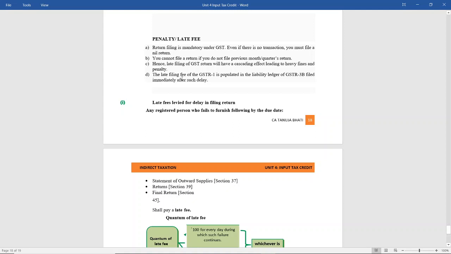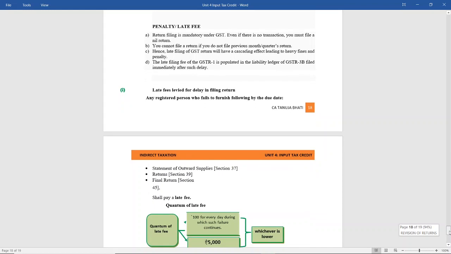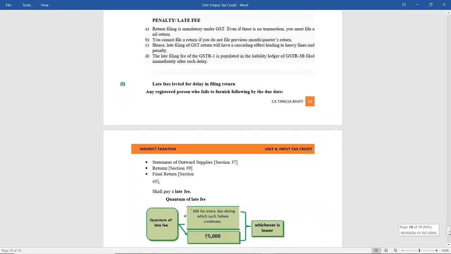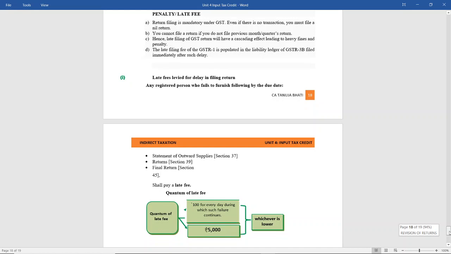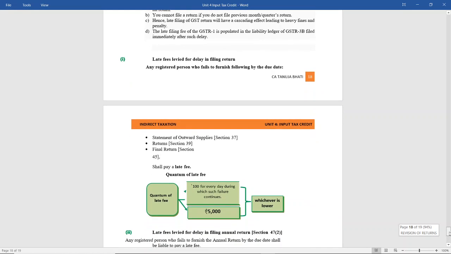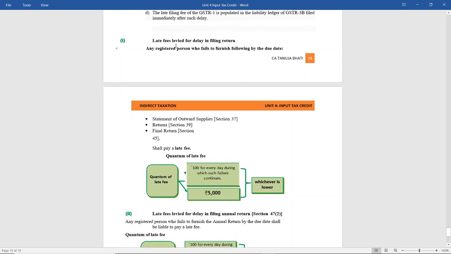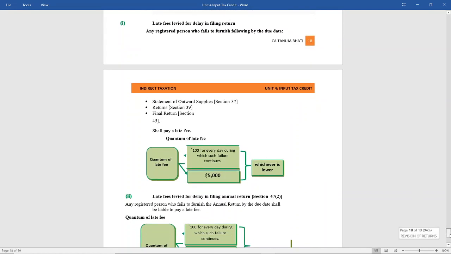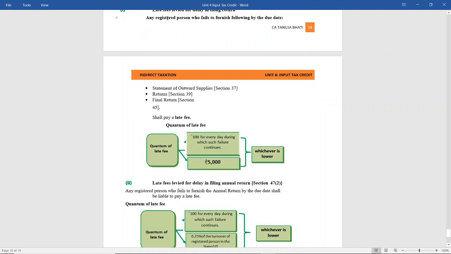Then late fee of GSTR1 is auto-populated in your liability ledger. You know there are three ledgers: cash ledger, credit ledger and liability ledger. The late fee will be auto-populated in the liability ledger. Next, late fee. What is the late fee? That is levied for delay in filing the returns. So if any registered person fails to furnish the following by the due date, let us see what is the late fee.